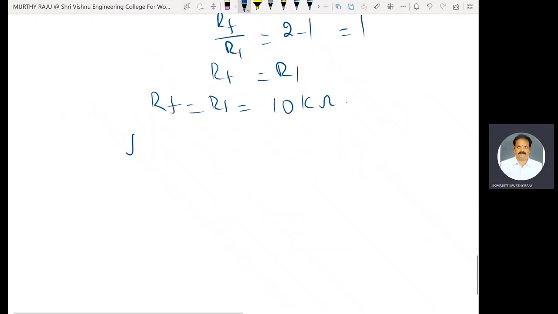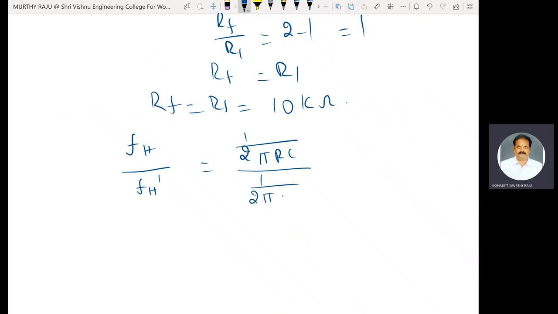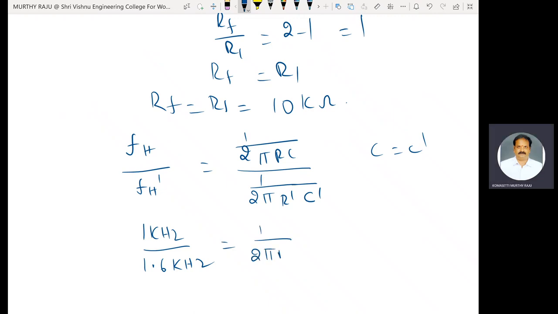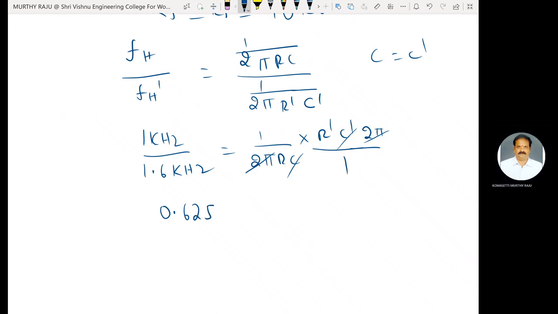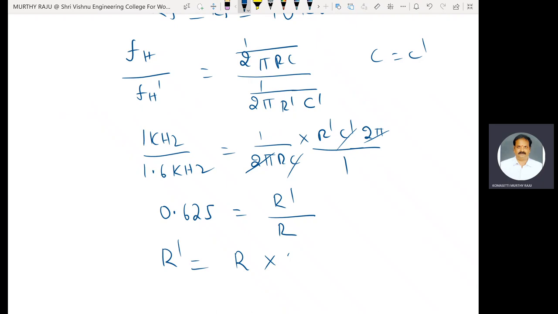Next one, frequency scaling. FH is 1 by 2 pi R dash C. But C is equal to C dash. FH is equal to 1 kilohertz, FH dash is 1.6 kilohertz. 1 by 2 pi RC into 2 pi R dash C dash by 1, 2 pi is cancelled. C is equal to C dash. Therefore, 1 kilohertz by 1.6 kilohertz is 0.625, R dash by R.